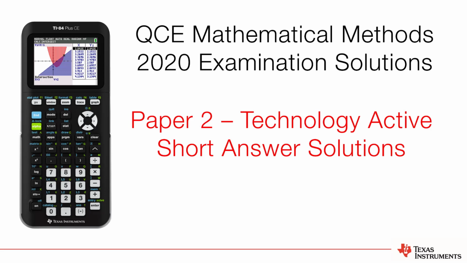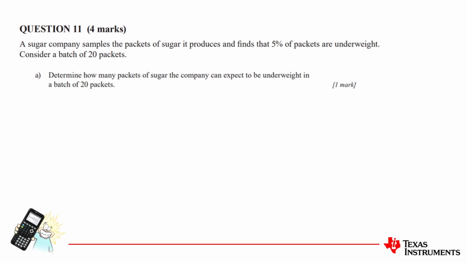The first question on the paper looks at a sugar company sampling packets of sugar, and it finds that 5% of the packets are underweight. We're considering a batch of 20 packets, and we want to determine, of those 20 packets, how many the company can expect to be underweight. This is quite a straightforward calculation question. When we're finding an expected number, we take the probability and multiply it by the number of things in the sample. So out of a batch of 20, with a 5% chance of being underweight, we would expect one packet to be underweight altogether.